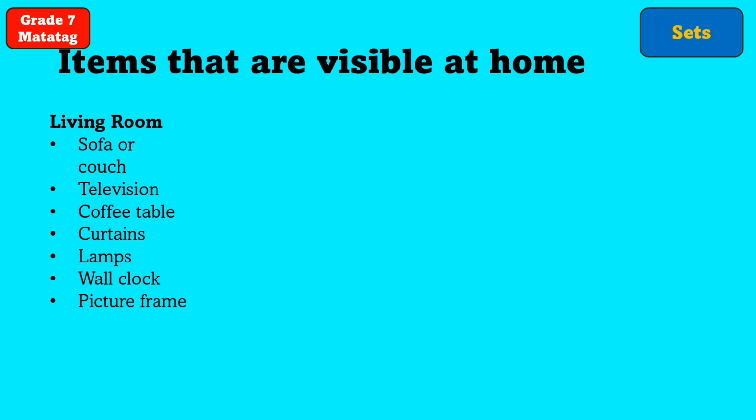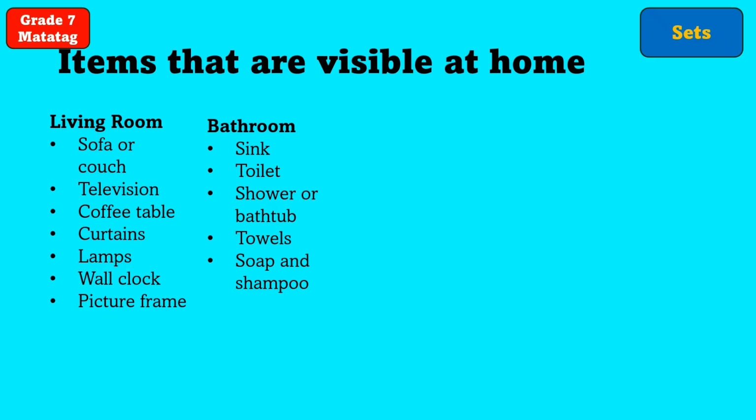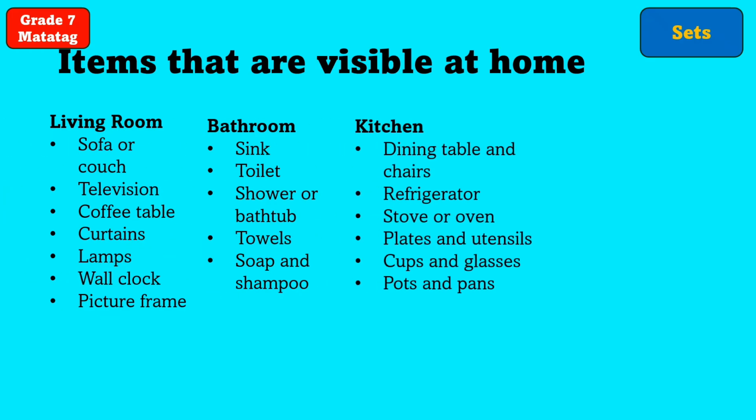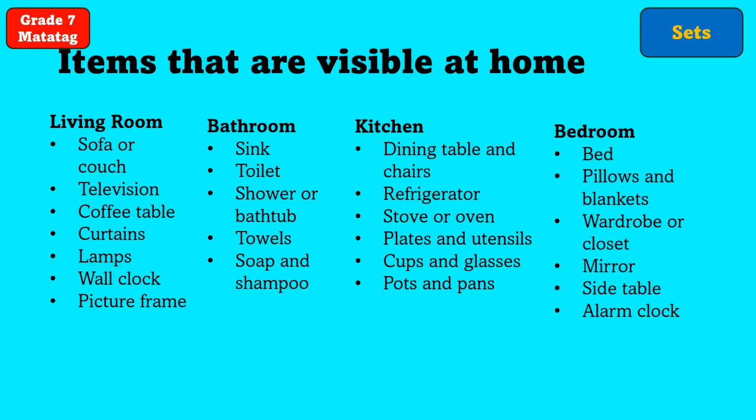At home, we have beds, tables, and refrigerators. To name a few, in the living room you may have a sofa or couch, television, coffee table, curtains, lamp, wall clock, picture frame. Bathroom, you have sink, toilet, shower, bathtub, towels, soap and shampoo. And for kitchen, you have dining table and chairs, refrigerator, stove or oven, plates and utensils, cups and glasses, pots and pans. And for the bedroom, you have your bed, pillows and blankets, wardrobe or closet, mirror, side table, and alarm clock.